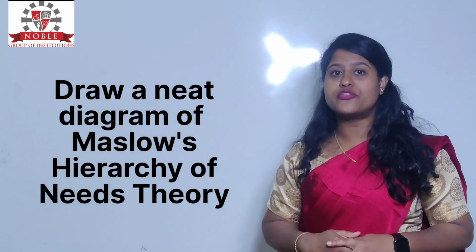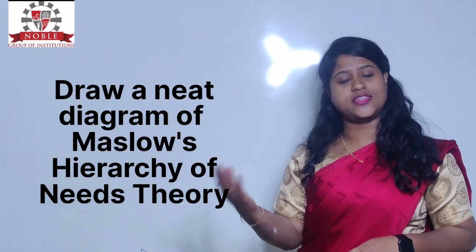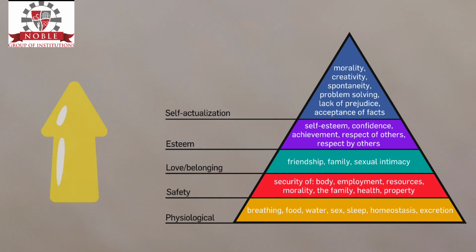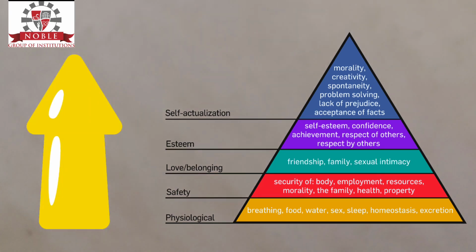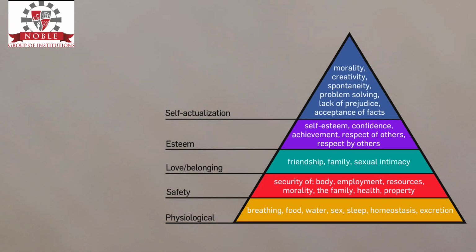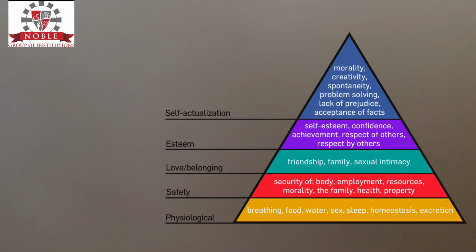Your next question will be, draw the diagram of Maslow's need hierarchy theory. Maslow's need hierarchy flows from bottom level to top level: basic physiological need, safety or security need, affiliation or belongingness need, esteem needs, self-actualization need. So this is your Maslow's need hierarchy theory.